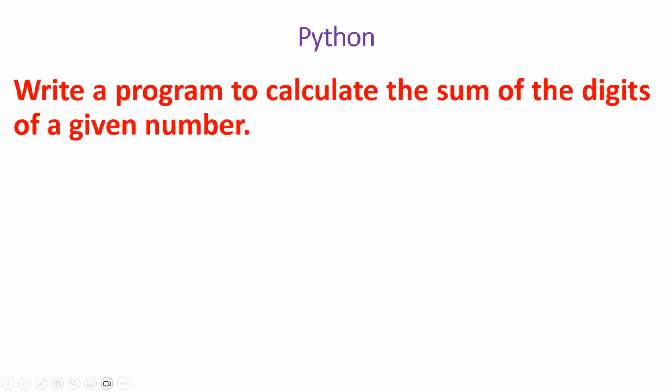Hello friends, we are going to write a Python program to calculate the sum of the digits of a given number. If I give a number, then my program has to calculate the sum of the individual digits. That is, 1 plus 5 is 6, 6 plus 3 equals 9. So my answer should be 9. For this, we are going to write a program.